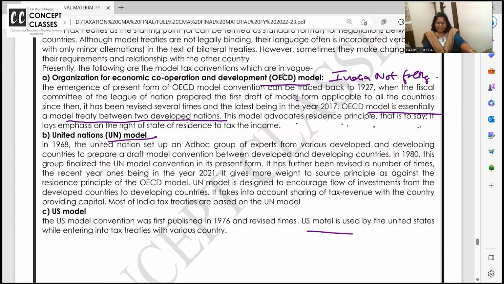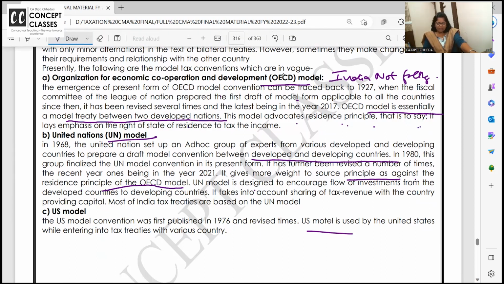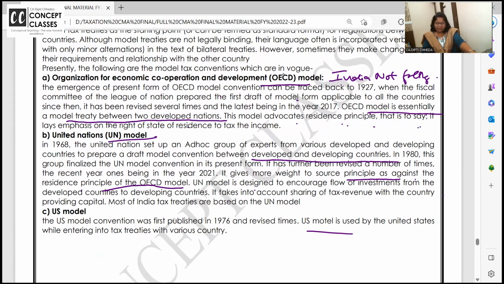UN model, United Nations model. This is between developed and developing countries के बीच में हो रहा है. It gives more weight to the source principle as against the residence principle of the OECD model. Okay, right. UN model is designed to encourage flow of investment from developed countries to the developing countries.